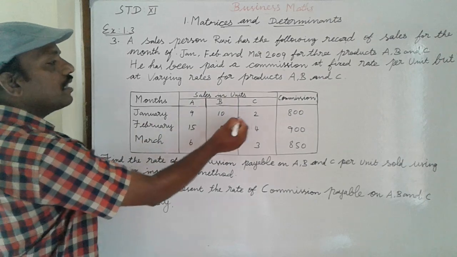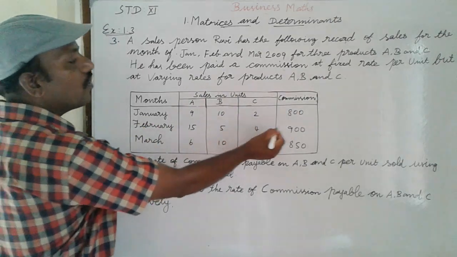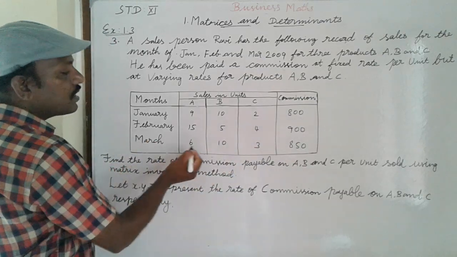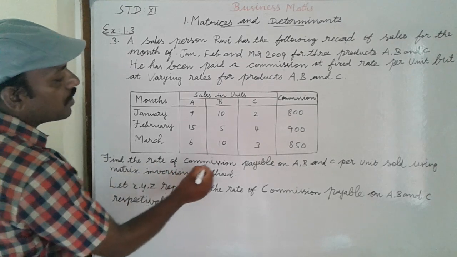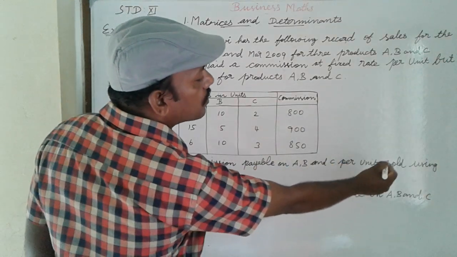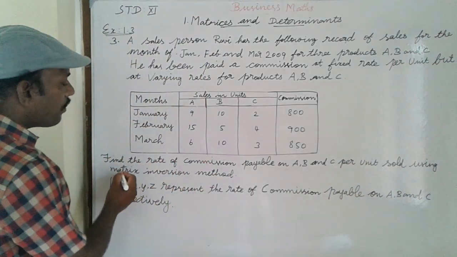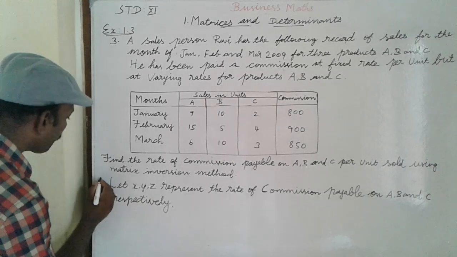January 9, 10, 2, 800. February 15, 5, 4, 900. March 6, 10, 3, 850. Find the rate of commission payable on A, B and C per unit sold using the matrix inversion method. We should use the matrix inversion method.